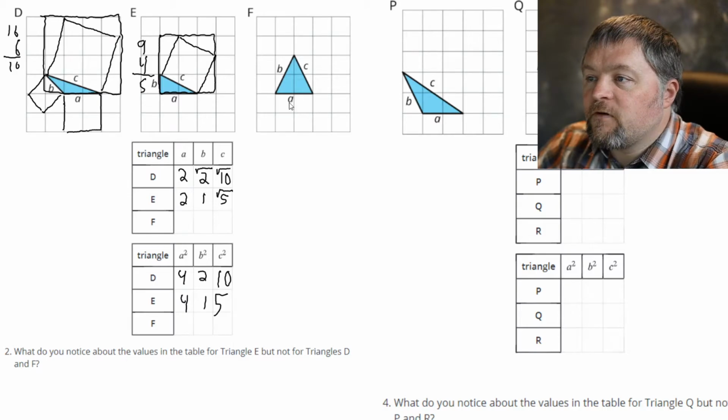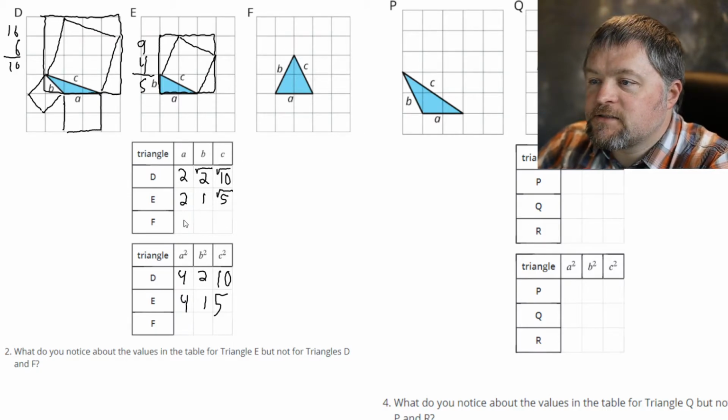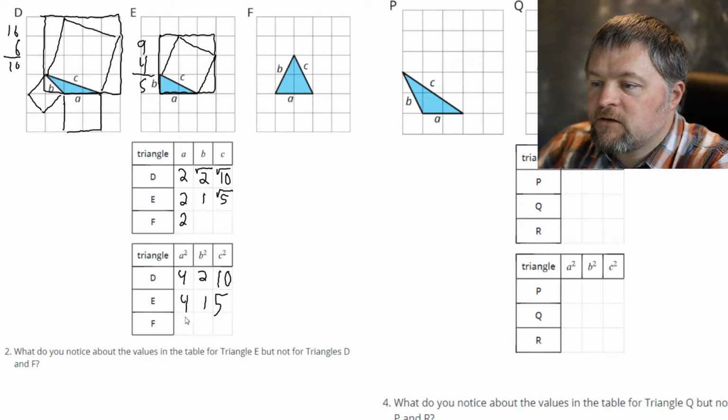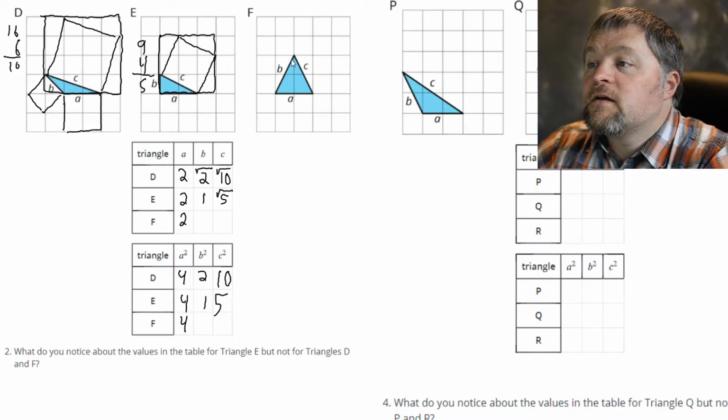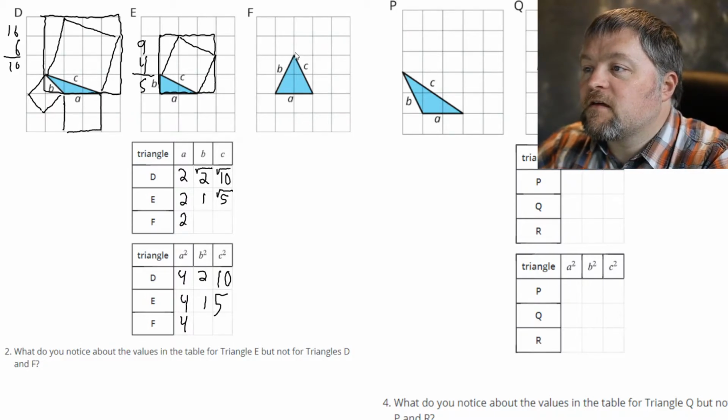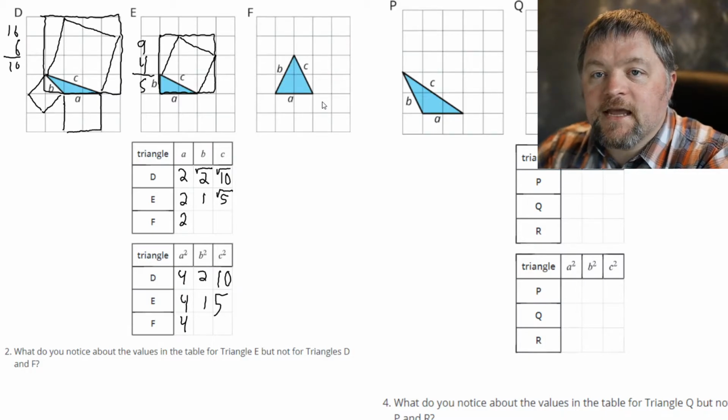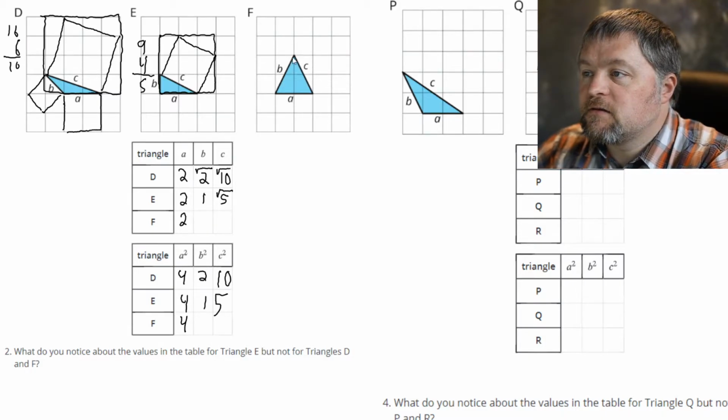Triangle F. Side A, still 2 units. 2 squared, still 4 units. Now, the length of side B and side C seem to be the same because this is an isosceles triangle.